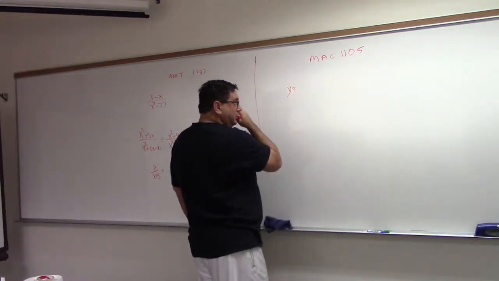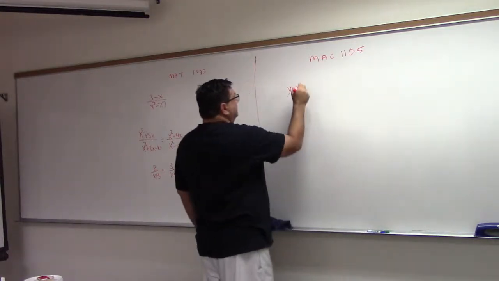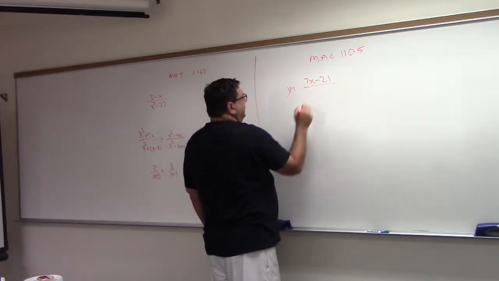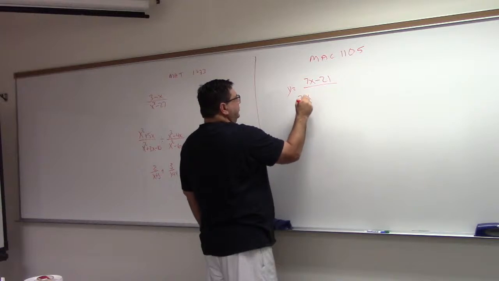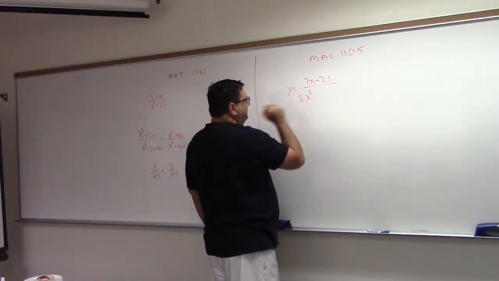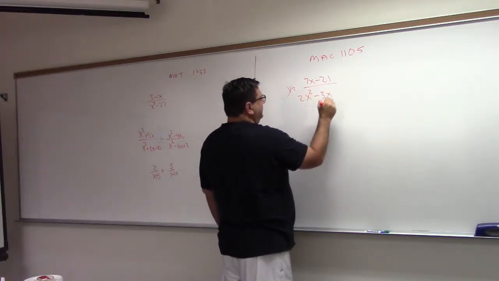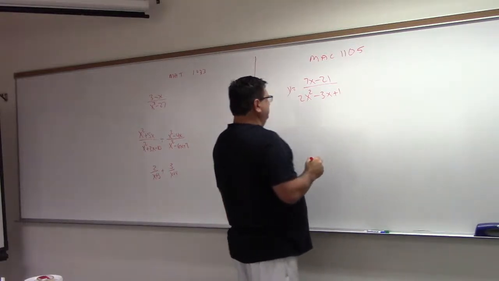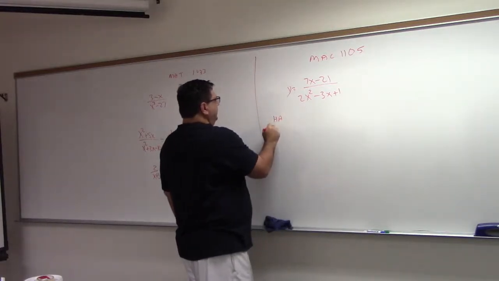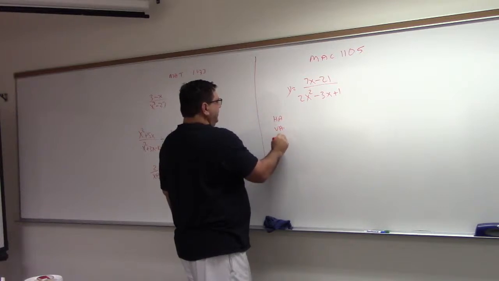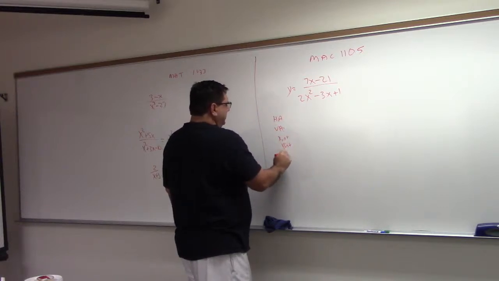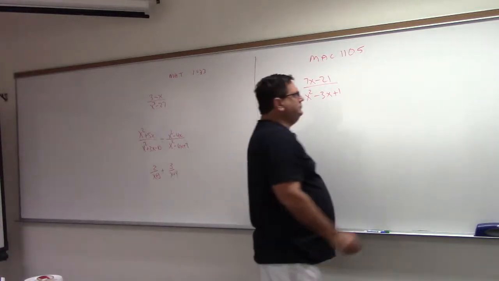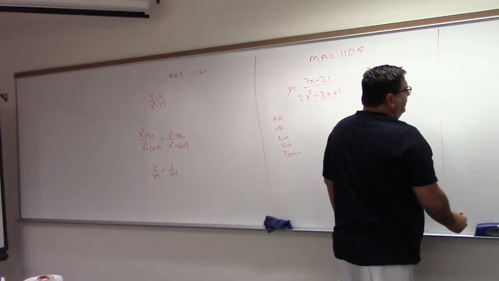We're going to go y equals 7x minus 21 over 2x squared minus 3x plus 1. We're going to ask for the horizontal asymptote, the vertical asymptote, the x-intercept, the y-intercept, and the domain. All right? Lainey, we're going to put you right here. Awesome.